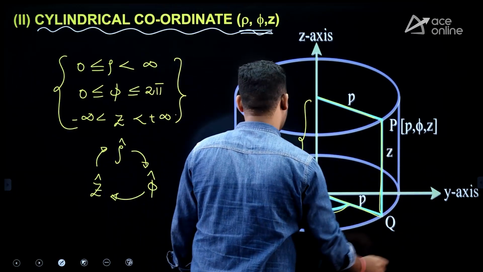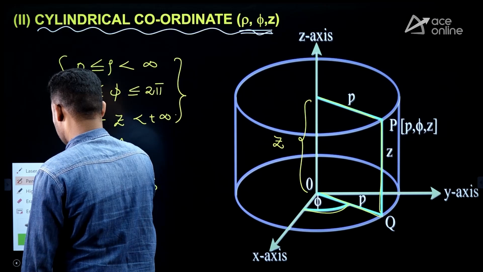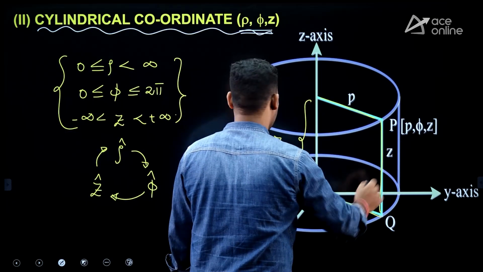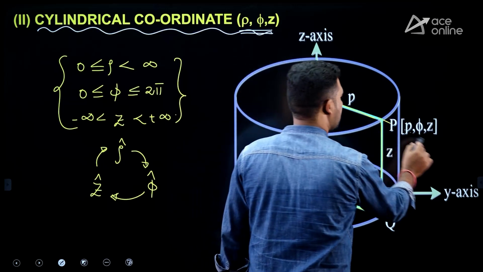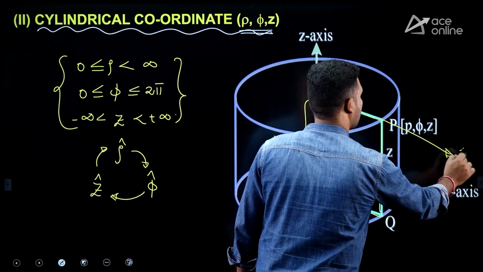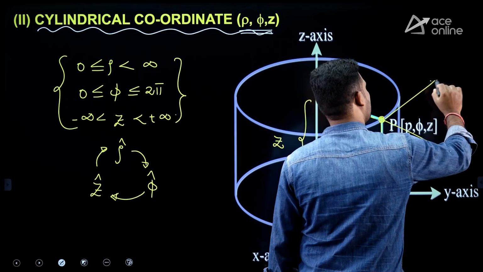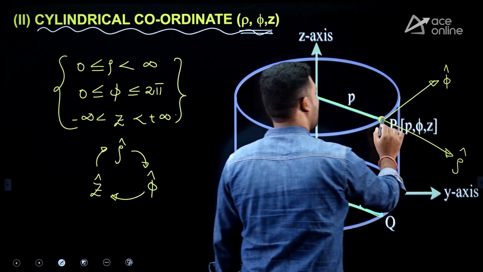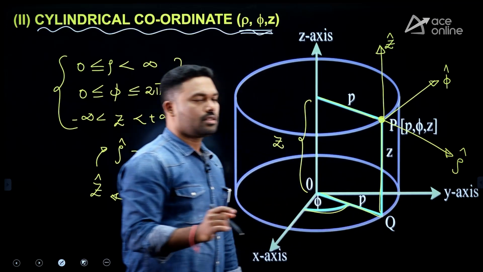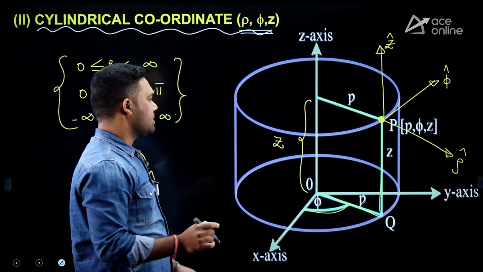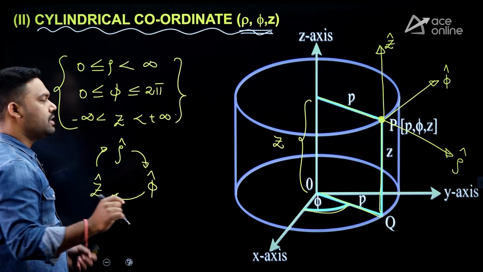So the rho is radially outwards. This is how the rho is. I want to define at this point: phi is like this, tangent at this point, and z is anyhow in the z direction. Clear, guys? So these are the things. The rho is perpendicular to phi, which is perpendicular to the z.